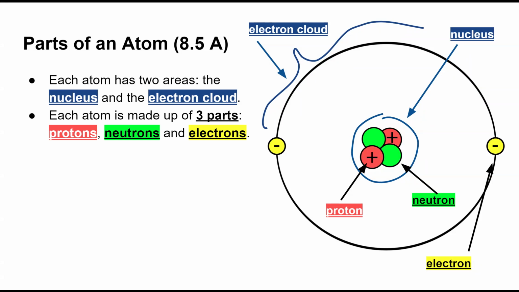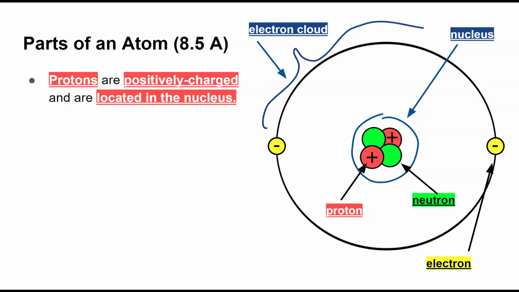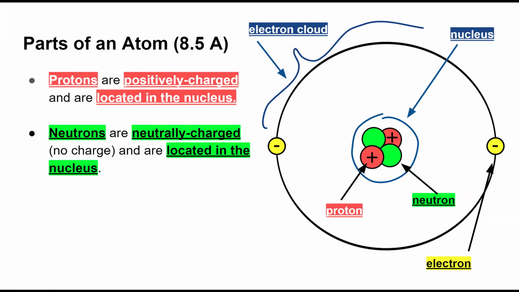Each atom is made of three parts as well. You have protons, neutrons, and electrons. Protons are positively charged and are located in the nucleus. A positive charge means that's the electrical charge of it. It's positive. Neutrons are neutrally charged, which means they have no charge. They're not positive or negative, and are located in the nucleus as well. So you have protons and neutrons in the nucleus. Protons are positive, neutrons are neutral.